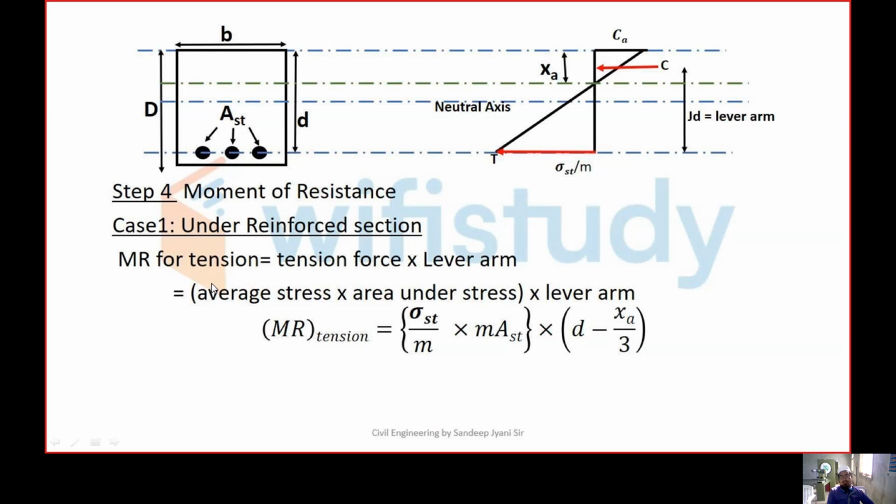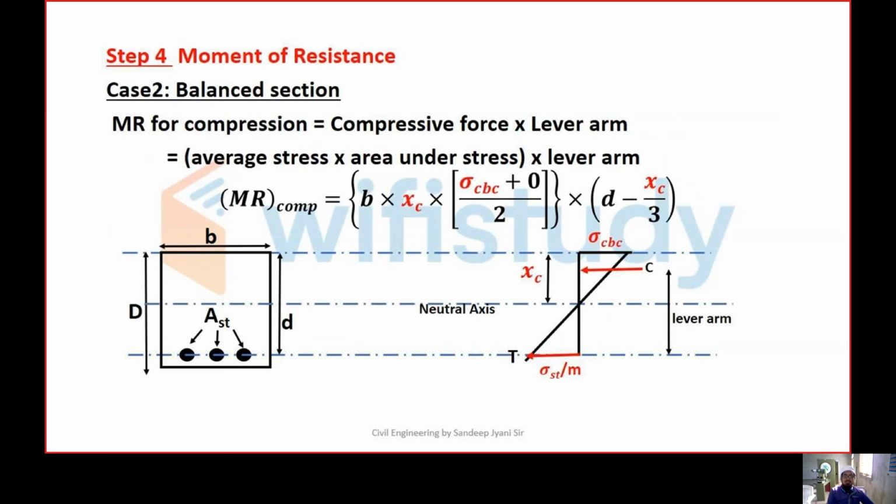We all know the modular ratio in terms of area: M is equal to AC by AST. If you want to find the AC, then AC is equal to M into AST. So that is the area under stress. And coming to the lever arm, same as in the compression zone, that is D minus XA by 3. It does not change, whether it is tension or compression. So same formula.